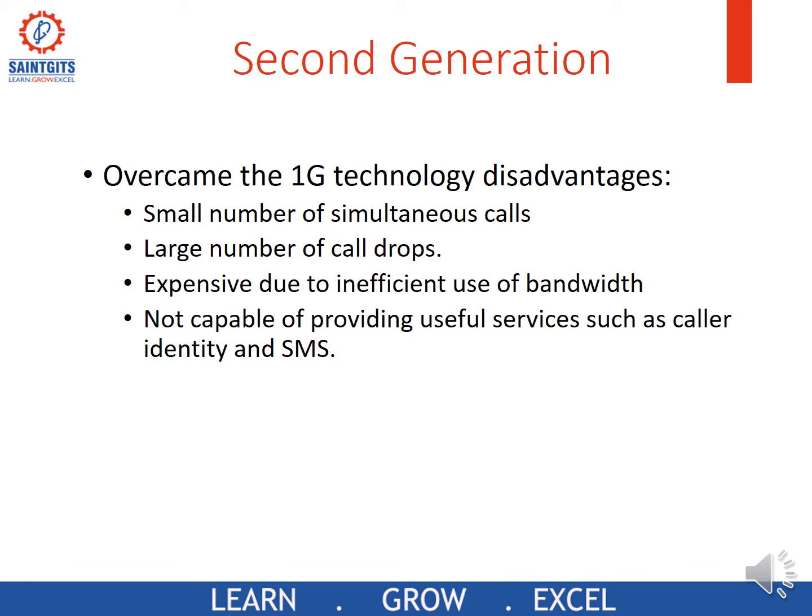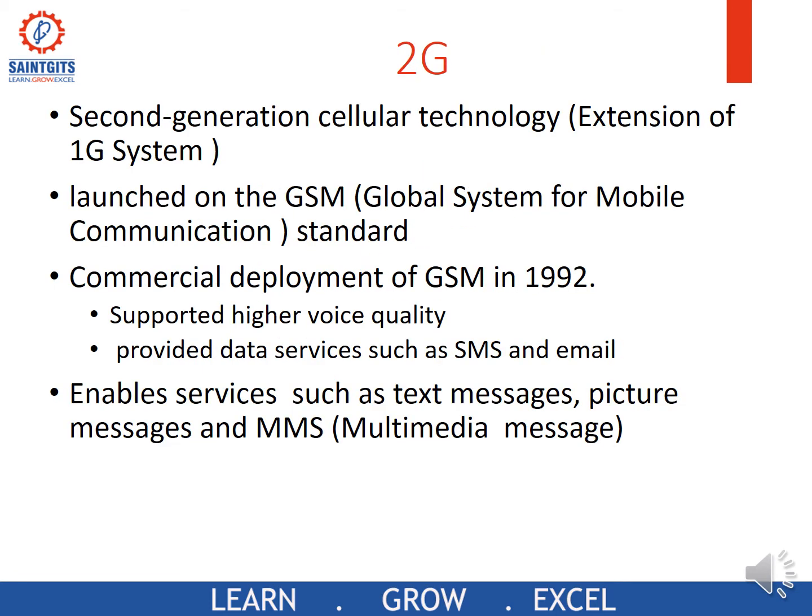Next, we are moving on to second generation or 2G technology. 2G technology was introduced to overcome the limitations of 1G technology, such as a small number of simultaneous calls, a large number of call drops, expense due to inefficient use of bandwidth, and the inability to provide caller ID or SMS services. 2G is an extension of the 1G system.